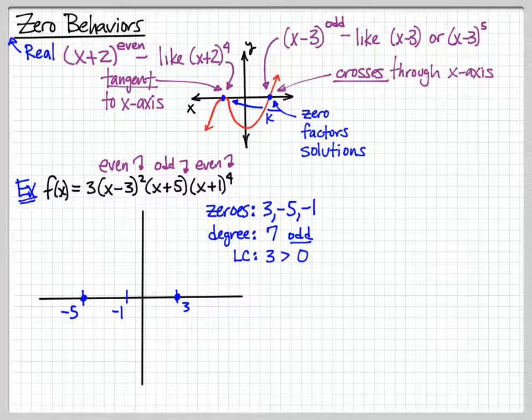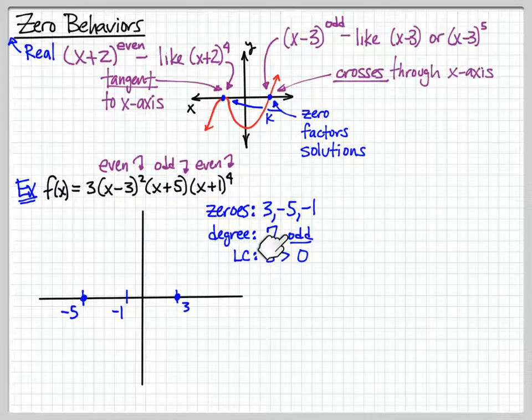Our degree in this case is 7. How did we get 7? We have a squared term here, plus another 1 here, that's 3, plus another 4 here, that's 7. 2 plus 1 plus 4 is equal to 7.